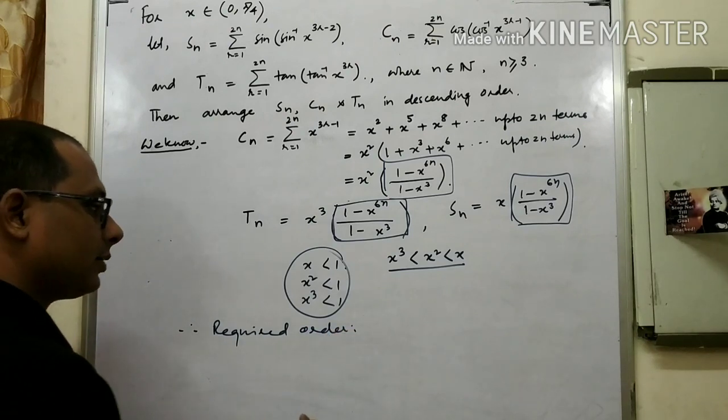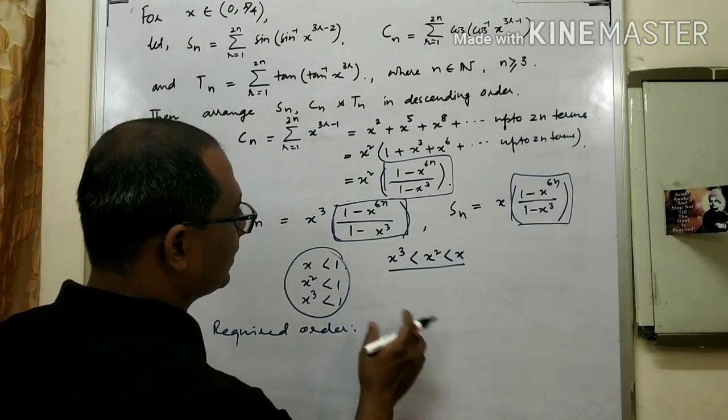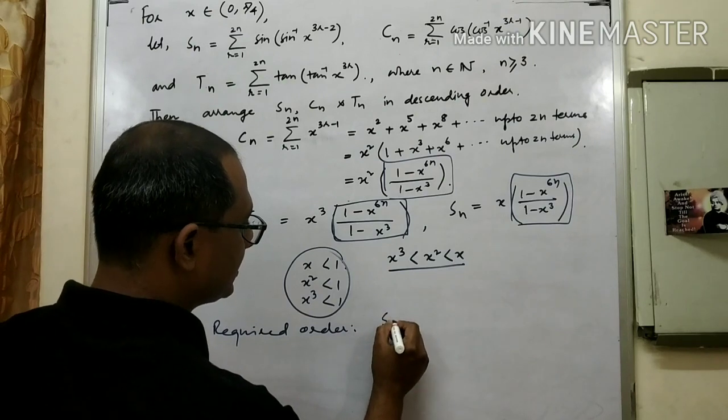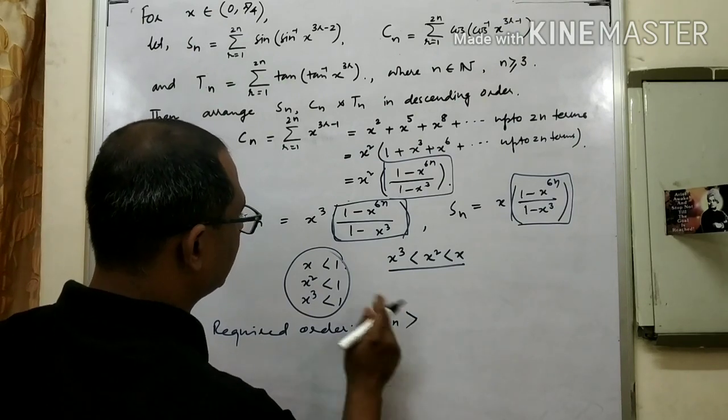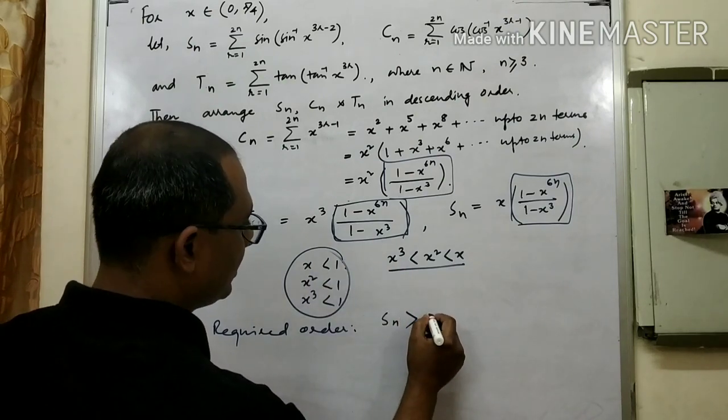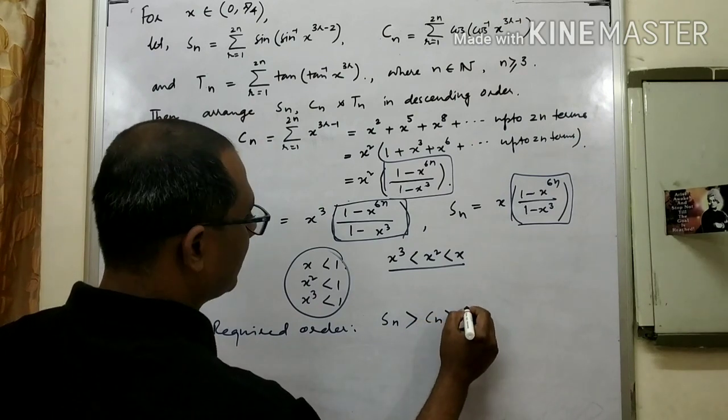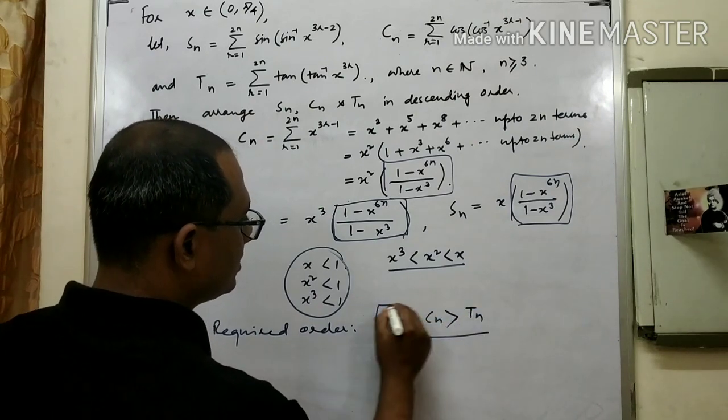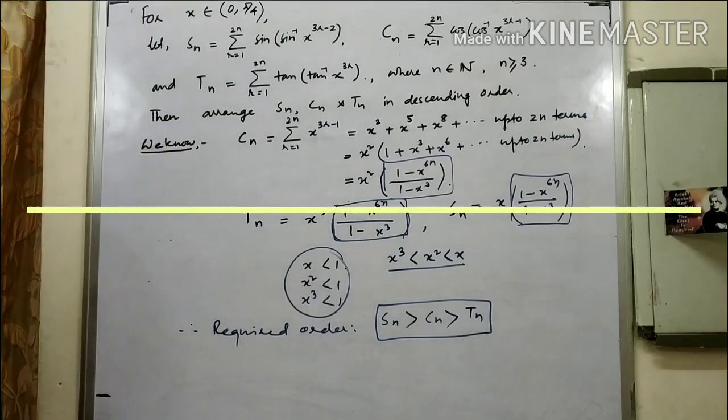In descending order, the highest one is Sn, greater than Cn, greater than T. And this is the required descending order.